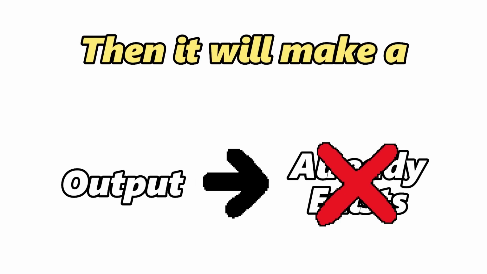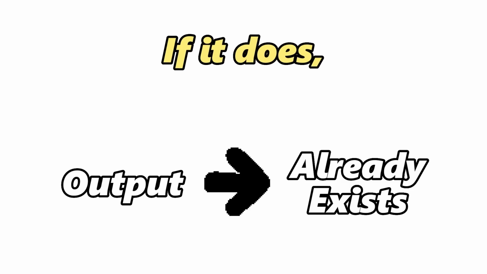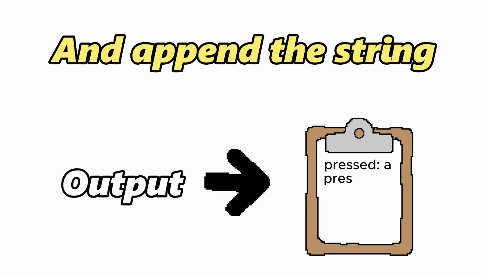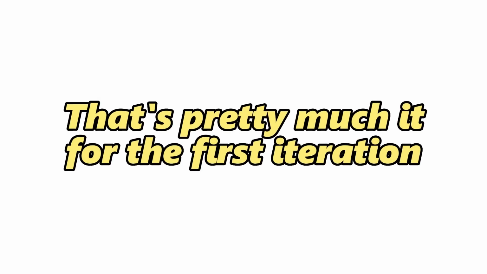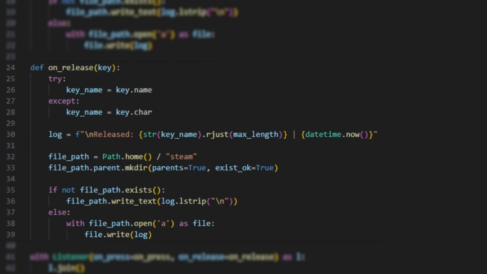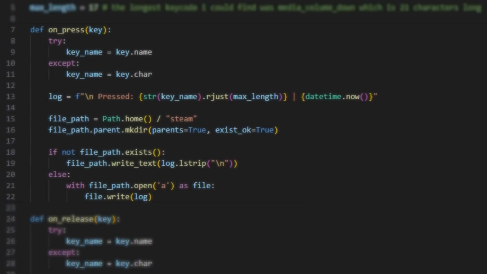Then, this next portion checks to see if the output file already exists. If it doesn't, then we'll make a new file from scratch and write to that. If it does, then we'll open the existing file and append the string to the end. And that's pretty much it for the first iteration. The onRelease function is almost the exact same as the onPress function, with the only difference being that the string it creates says released instead of pressed.